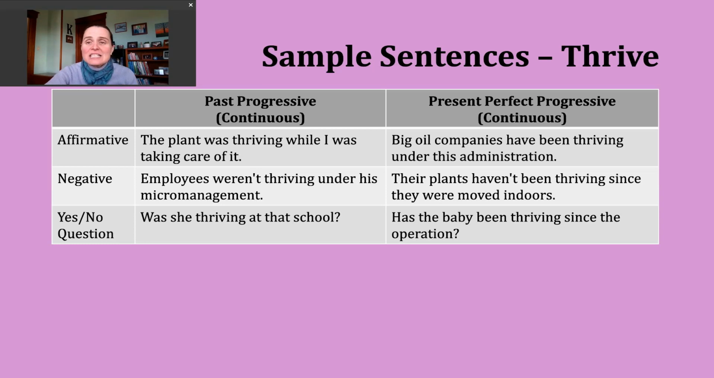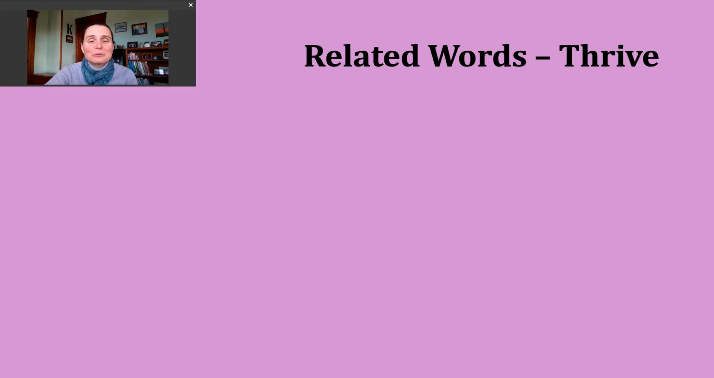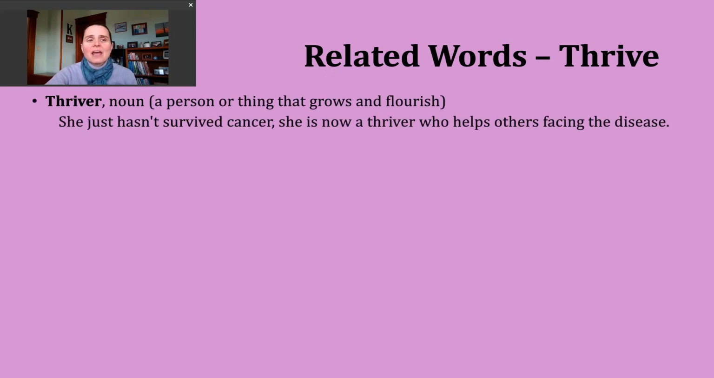Okay. Now let's spend a moment looking at some words that are related to our verb thrive. One word you might encounter is the noun thriver. This is generally describing a person or thing that grows or flourishes, right? So is doing well. And I looked for different examples of how this particular noun has been used. And I would say many of the examples focused on situations where something very difficult, very bad happened, and how someone was able to grow and flourish after that.